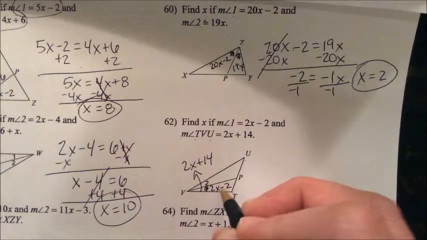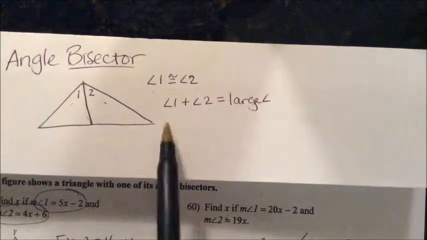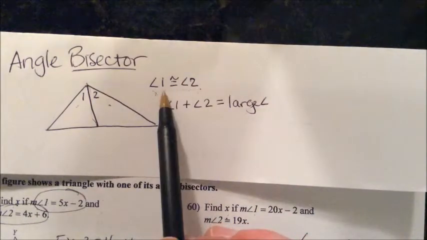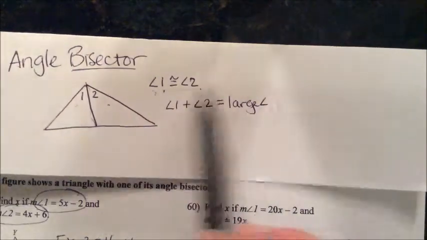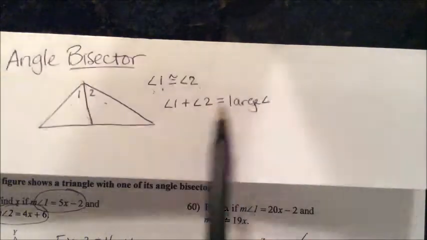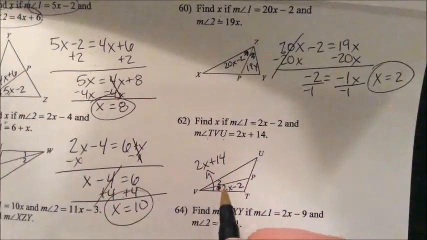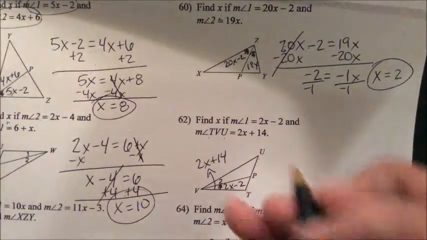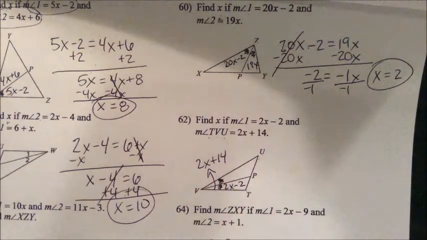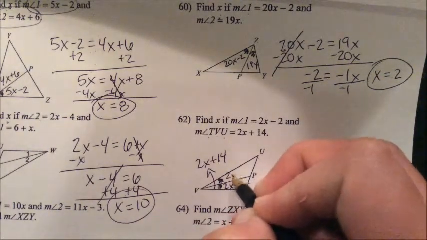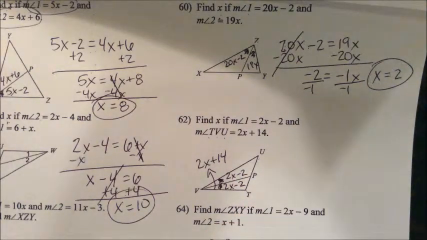What we do know is that, back to our starting rule, we don't have angle 1 and angle 2 to set equal to each other. We need to use this rule right here: angle 1 plus angle 2 equals our large angle. Well, let's look at this. We know angle 1 is 2x minus 2. Well, if you think about it, angle 2 is the same thing, 2x minus 2. They're the same exact thing.